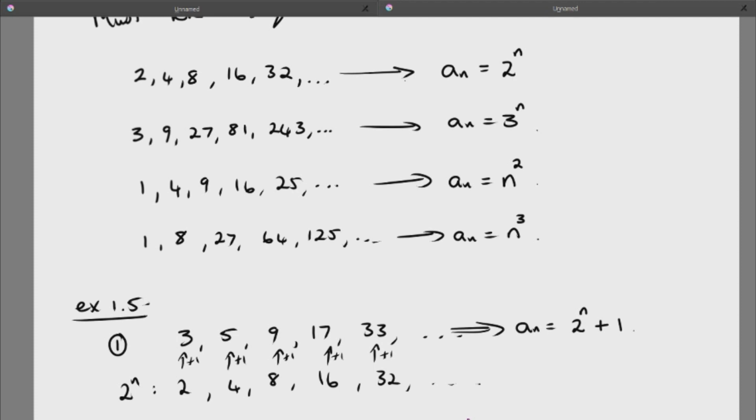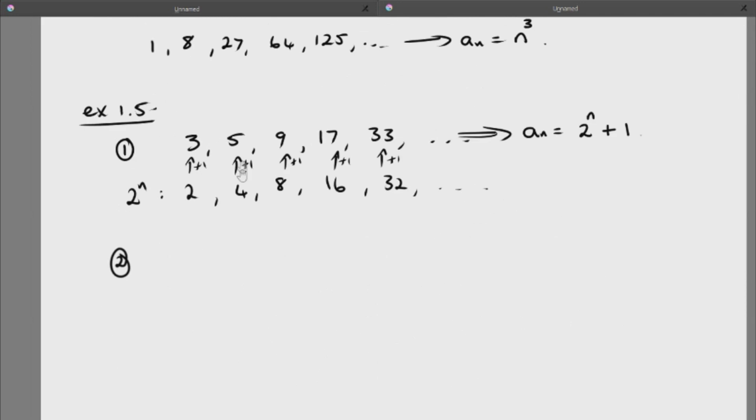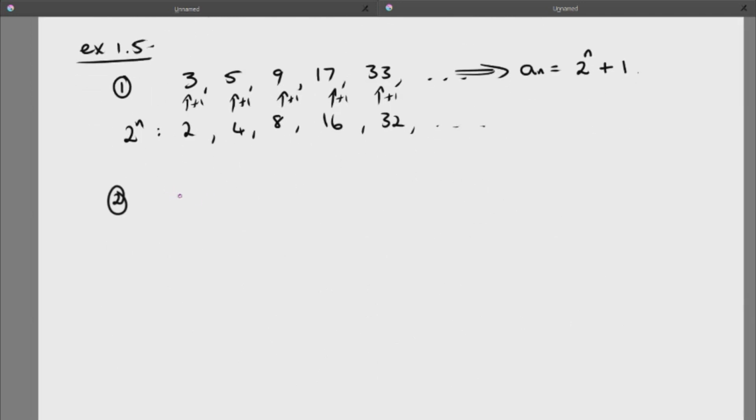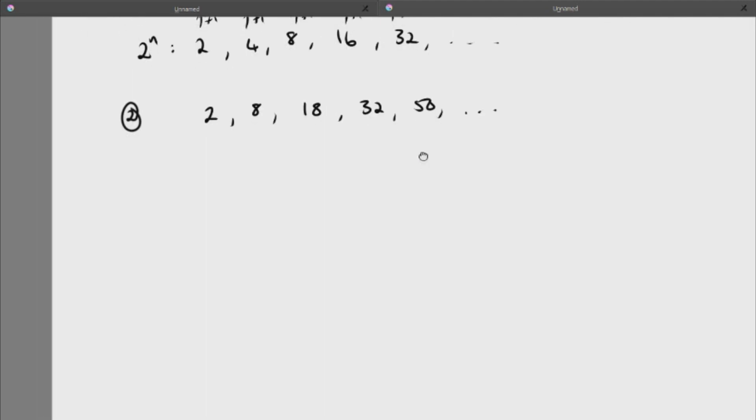Let's try the next one. This is one kind of question where volume helps. The more I do, the better it gets. 2, 8, 18, 32, 50. And in the beginning, it's going to feel like, what?